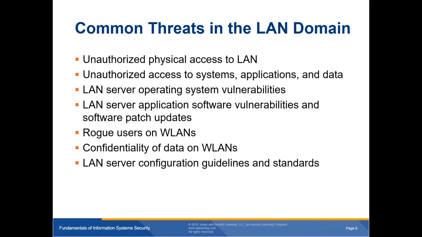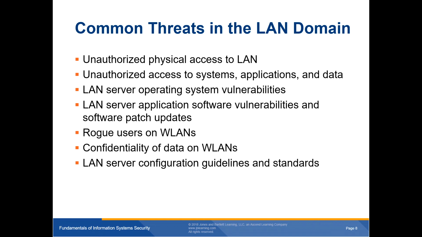Rogue users on wireless local area networks. That could happen. You've got to remove these people from unauthorized access. Use wireless local area network keys that require a password for wireless access. Turn off broadcasting on wireless access points. Enable second level authentication prior to granting wireless local area network access. The confidentiality of data on WLANs. Maintain the confidentiality of data transmissions: implement encryption between the workstation and the wireless access point to maintain confidentiality.